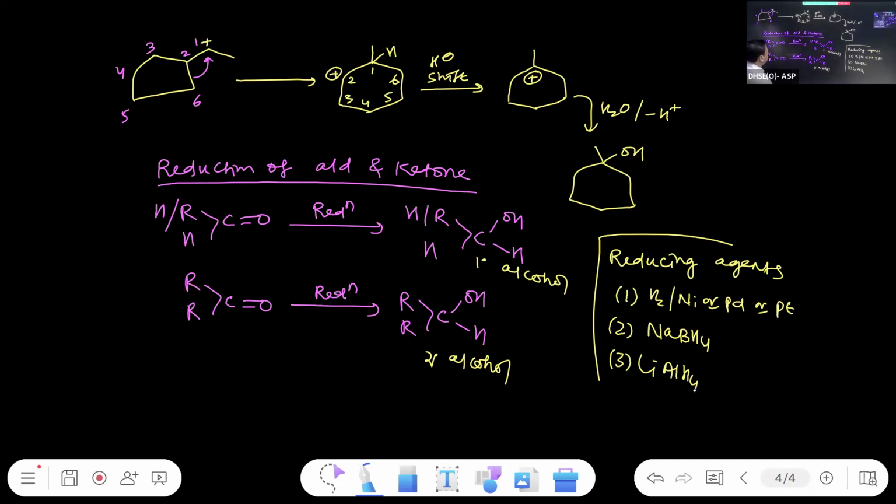Okay, done. So it is catalytic hydrogenation or sodium borohydride or lithium aluminum hydride. Now you know lithium aluminum hydride is the better reducing agent.